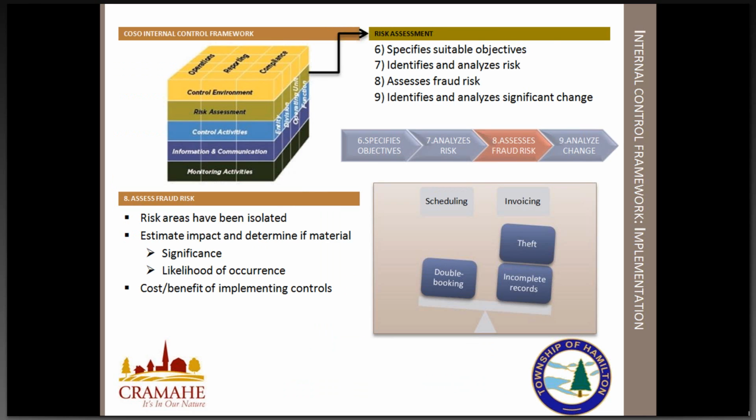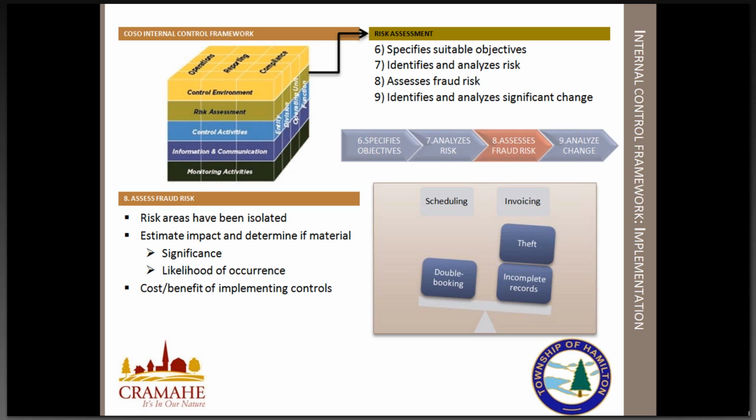So having isolated those 3 risk areas, it's now important to estimate the impact to determine if the risk can lead to material loss or material inefficiencies. In estimating impact, a balanced assessment would consider the significance or degree of impact and the likelihood of occurrence or probability that a given risk will materialize.